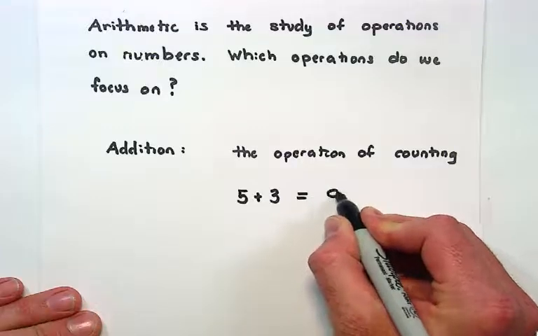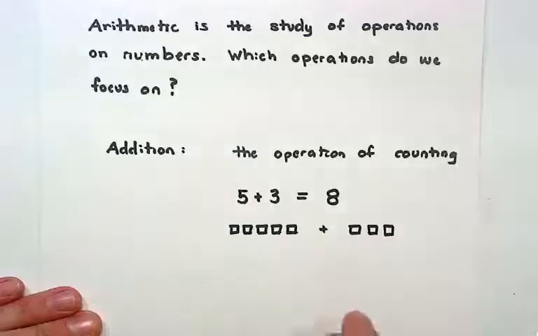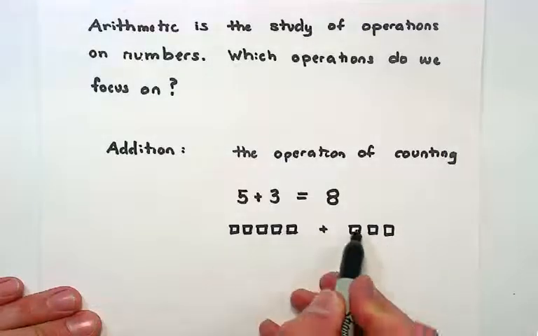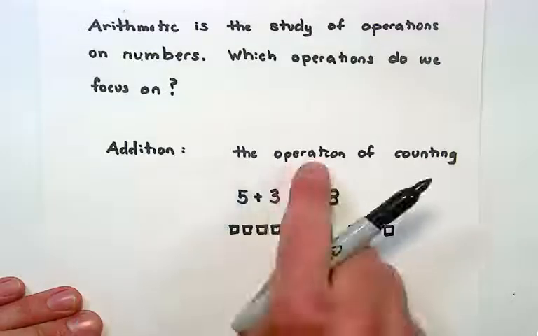A nice representation of this graphically: I take 5 things, I take another 3 things, and then I go 1, 2, 3, 4, 5, 6, 7, 8. The total number of things that I've counted is 8. Addition is the operation of counting.